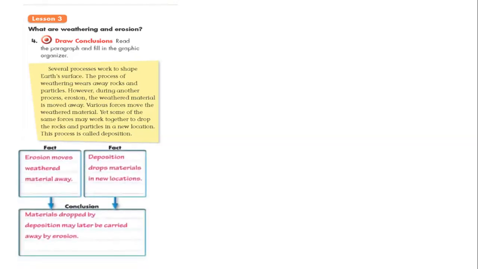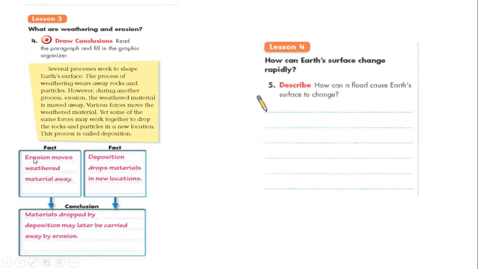Now we have to write it into the first part. Erosion moves the weathered material away. Now, deposition: drop rocks and particles in a new location. Conclusion: materials dropped by deposition may later be carried away by erosion.